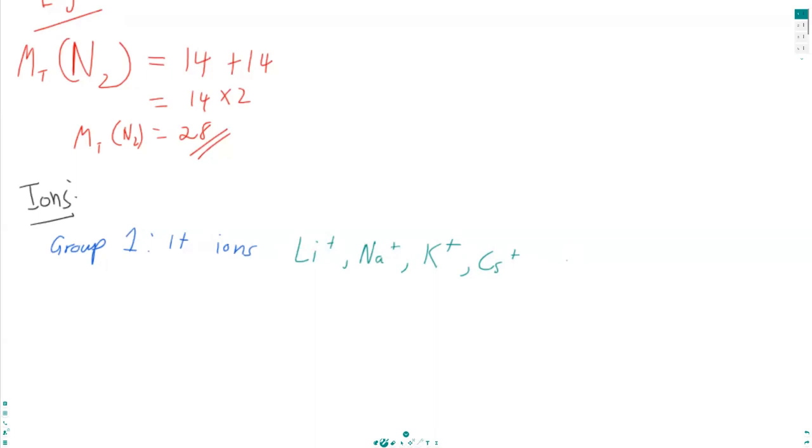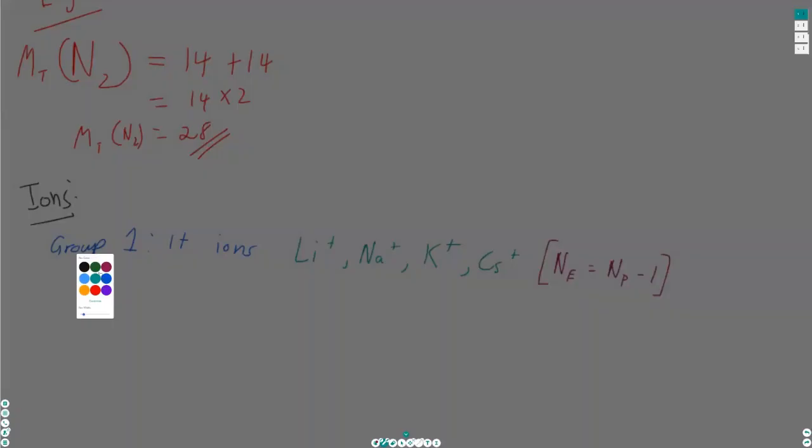So the number of electrons equals the number of protons minus 1. That's the key thing here. So the number of electrons is equal to the number of protons minus 1. That's true for all group 1 ions.